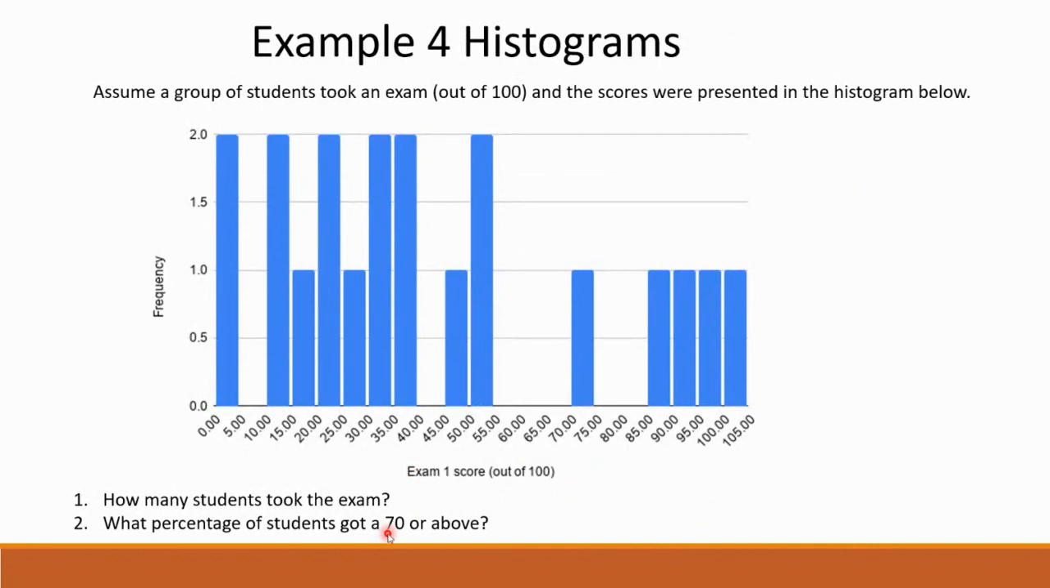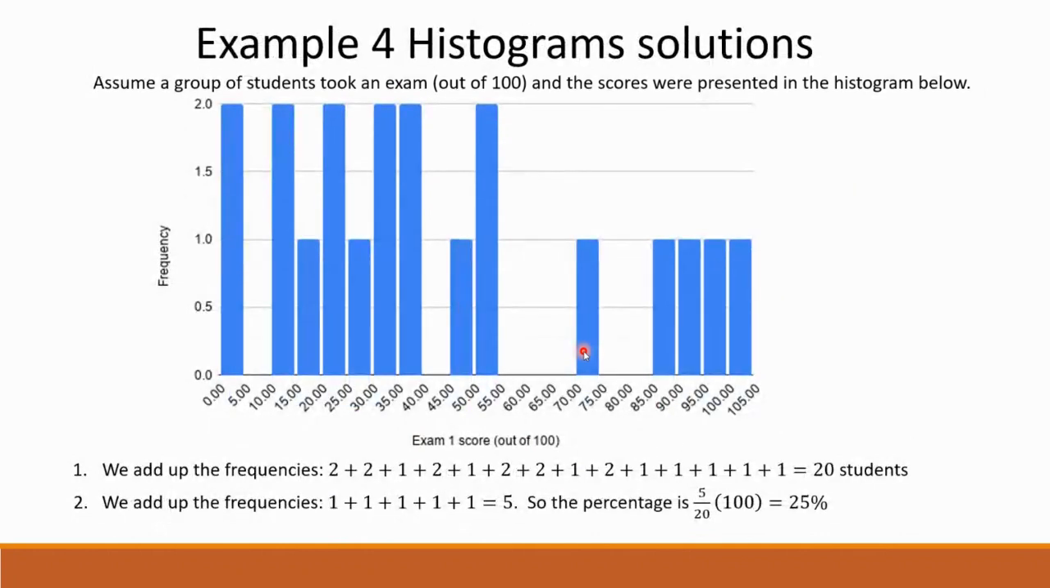So the second question I asked was, what percentage of the students got a 70 or above? Well, we're going to look at this data. As you can see, 70 or above is here. Okay, that's cool. Well, how many is that? We add up the frequencies. We have 1, 2, 3, 4, and 5.